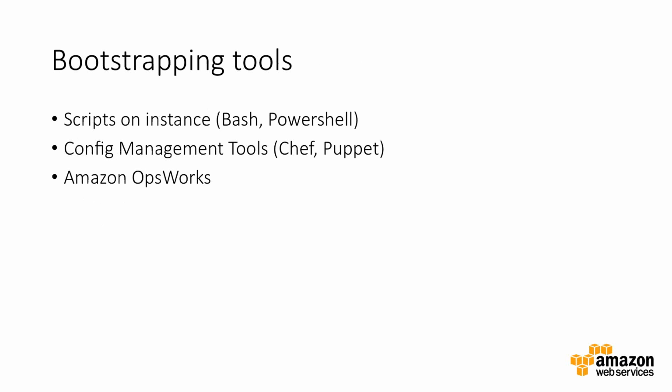With AWS, we have several tools to help you bootstrap. These include, but aren't necessarily limited to, Bash and PowerShell scripts, as well as configuration tools such as Chef and Puppet. We also have another product known as Amazon OpsWorks. Amazon OpsWorks uses Chef to basically handle configuration management and deployment as well.